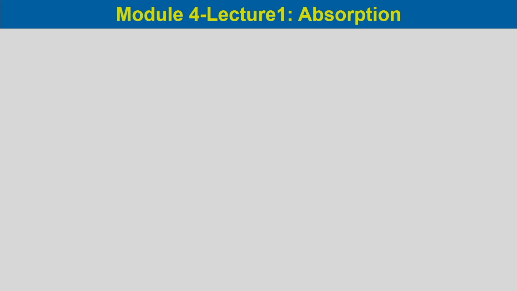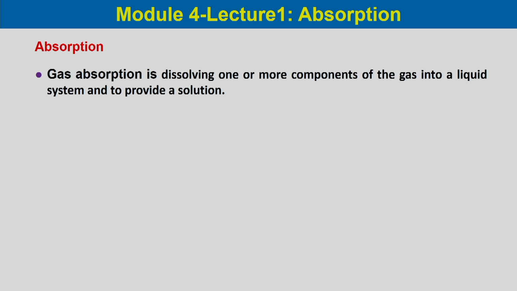We will try to see how to calculate the minimum liquid flow rate required for a given separation. At the beginning we introduce the absorption process. Gas absorption is dissolving one or more components of the gas into a liquid system and providing a solution.